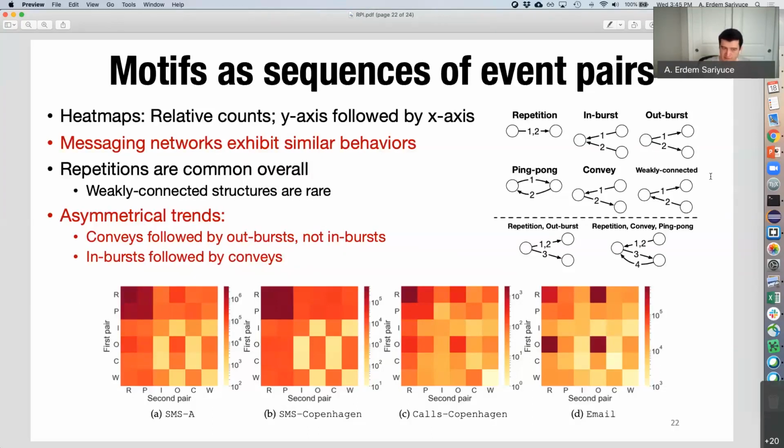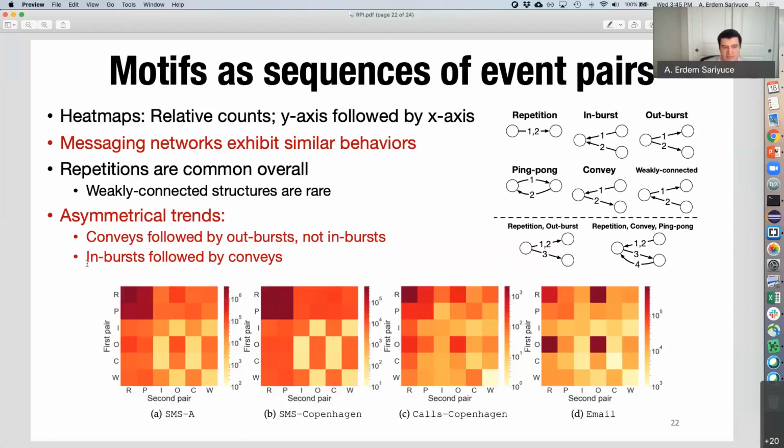Another interesting observation we had was that there are some asymmetrical trends, which tell the story about how information is being spread. For instance, if you have the convey as the first event, first pair, which are all shown on the y-axis, the conveys are usually followed by the outburst, but not by inburst. So if the information is worth being conveyed, it is also likely to be broadcasted. That was the observation we had.